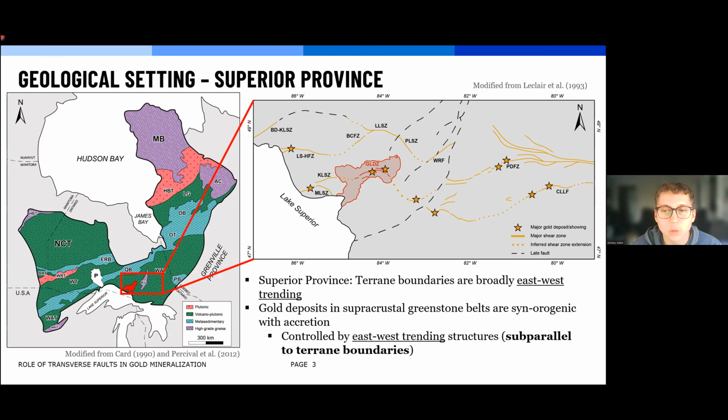This means that the majority of gold deposits are hosted in east-west trending shear zones, subparallel to these boundaries. You can see on this figure a number of these major east-west striking shear zones with some of the highest producing gold deposits in all of Canada.